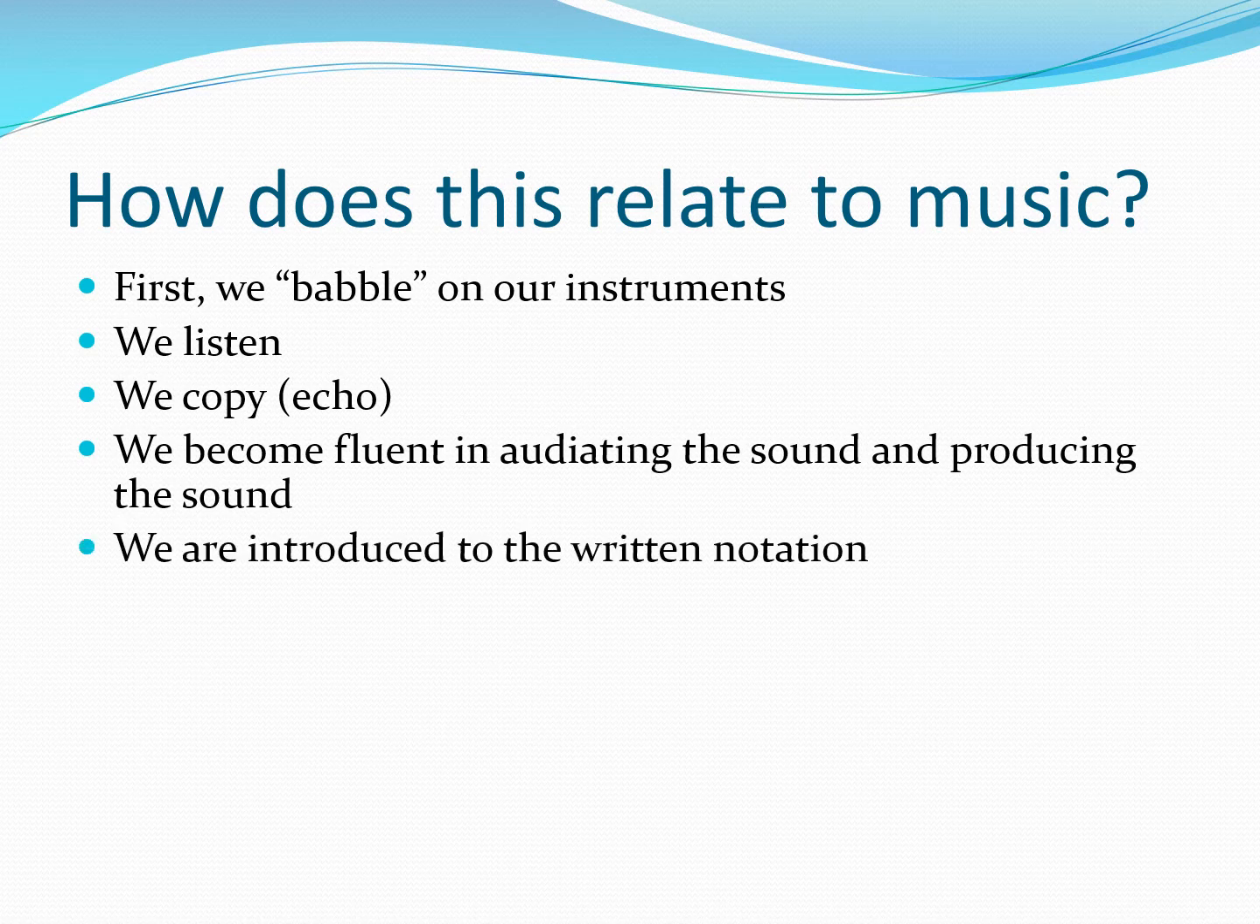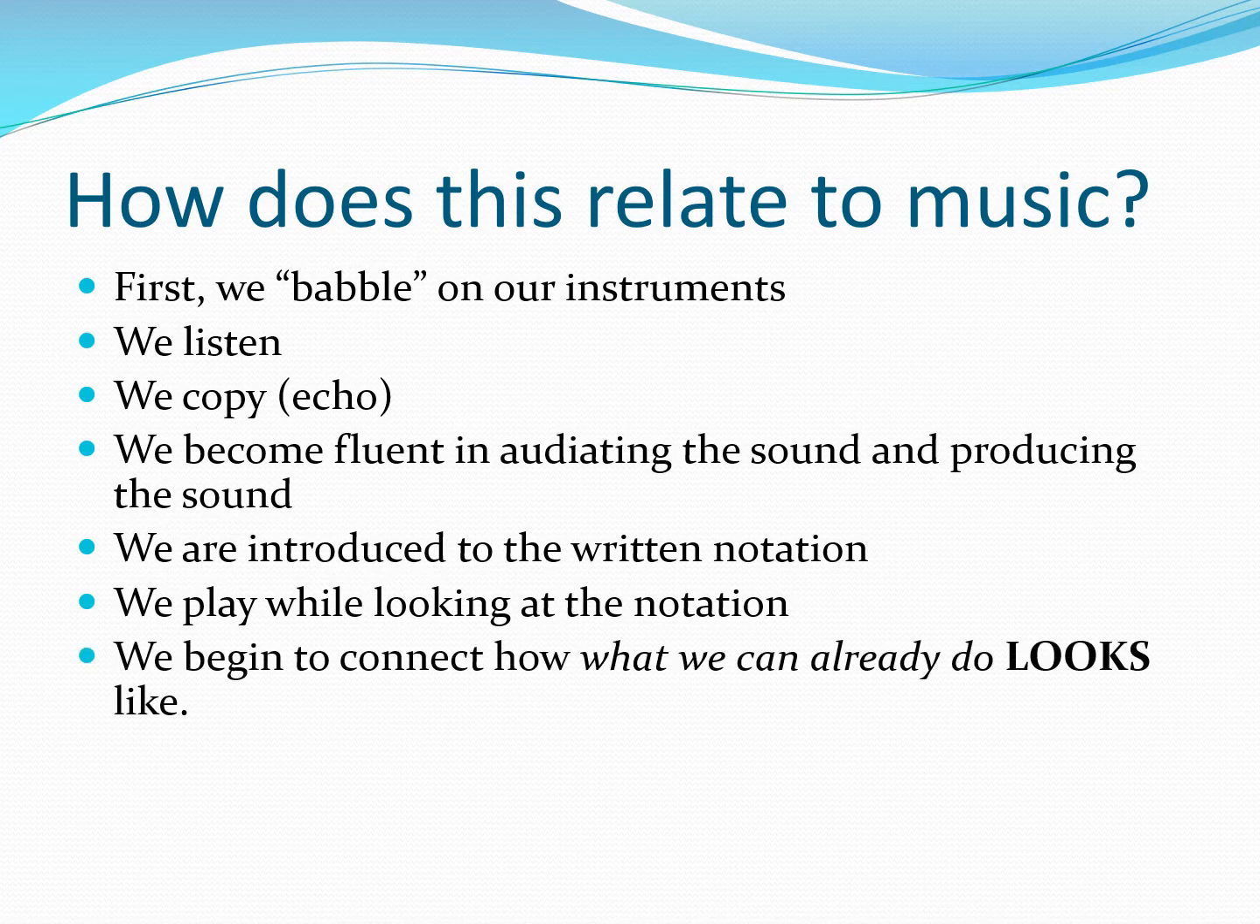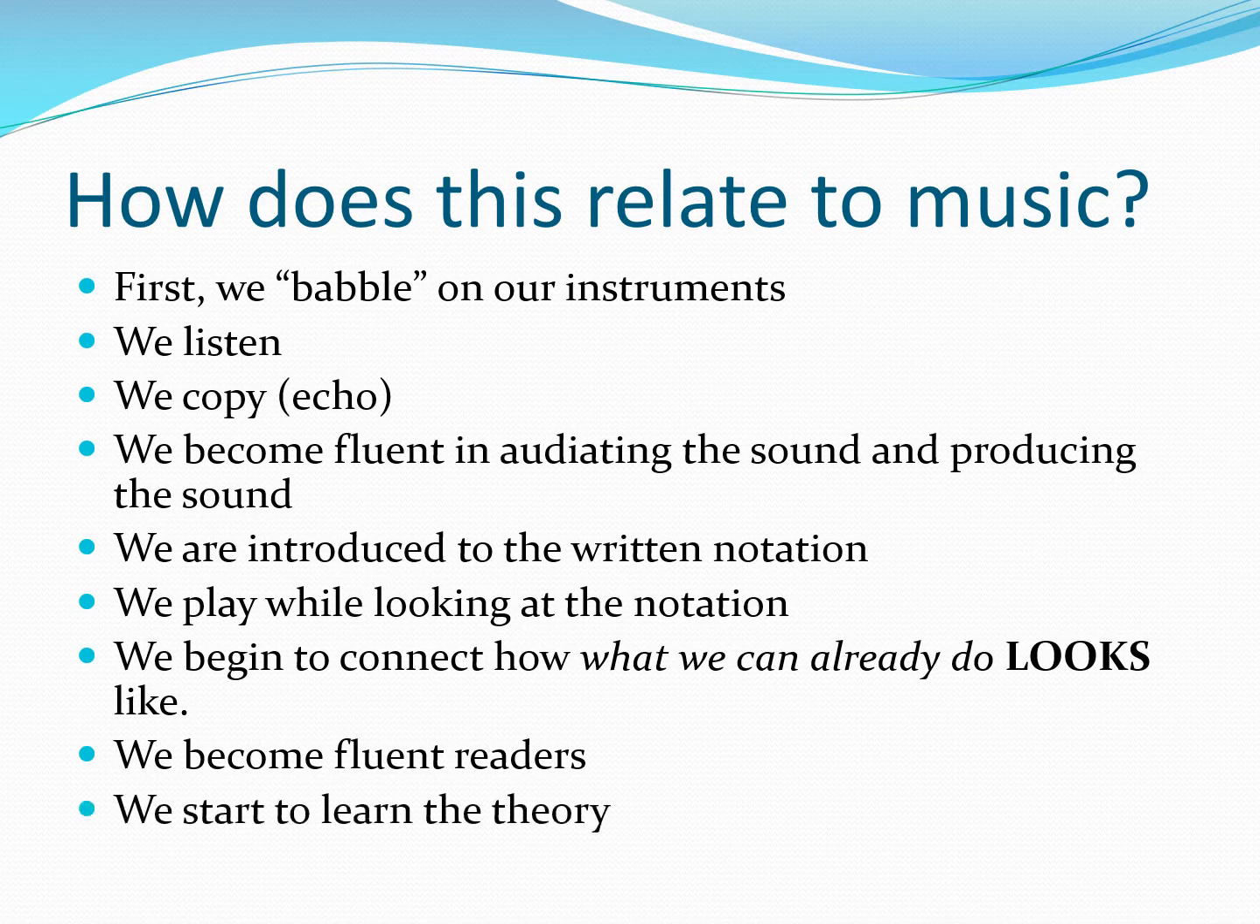Only once all of that is done, only once they are physically able to play 16th notes, do they even see what they look like. It's pointless to see them if they can't even do them. So they get fluent in that, and then I introduce the written notation. We play while looking at the notation. Teacher plays, they listen, they echo, and they do this while looking at the notation. And then the kids begin to connect how what they can already do looks like. And in that method, the students become fluent readers. After all of that is done, then we start to learn the theory. Like, hey, these are 16th notes, they've got 2 beams, there's 16 of them in a measure of 4/4. That kind of theory.